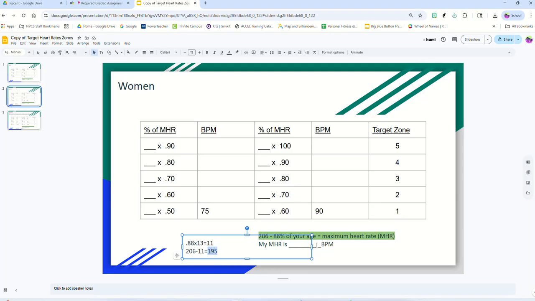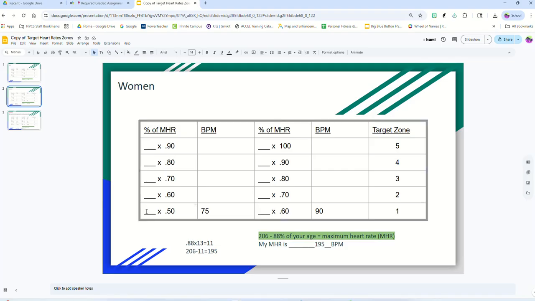And that number goes over here. Just transfer the 195 over there, and there's your maximum heart rate. These blanks, every one of these blanks here should be 195. This is 195. This is 195 because this is your maximum heart rate. You have to multiply that by the percentage in order to get your low end and your high end.